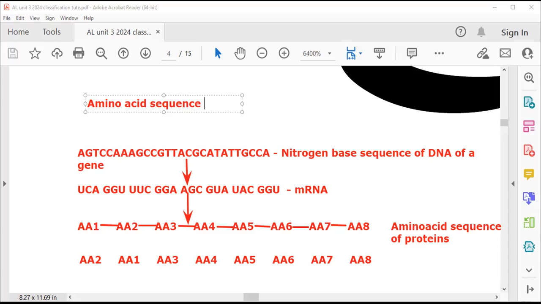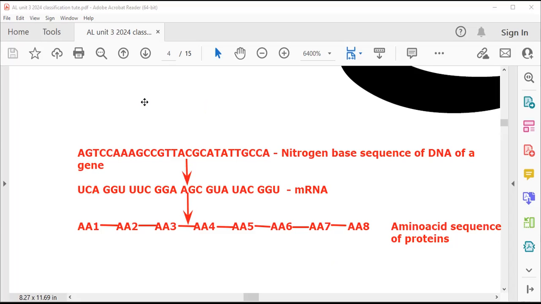So finally, what I'm telling you is that a protein has a specific amino acid sequence. RNAs have a specific nitrogen base sequence. DNA also has a specific nitrogen base sequence. Is that clear? Yes, sir. One more thing we can justify here: overall, it is the DNA that decides the sequence of the protein. Clear? Yes, sir.